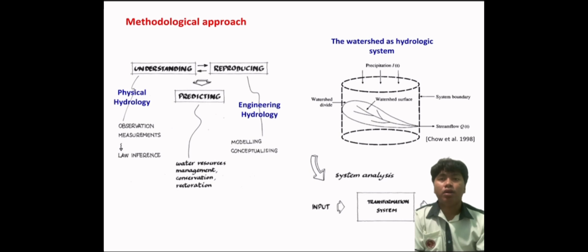On the right side, we see the watershed as a hydrologic system based on a system analysis approach. It is treated as a transformation system with inputs like precipitation, processes inside the watershed, infiltration, storage, flow, and outputs such as stream flow. This simplified model helps us break down complex natural systems into understandable and manageable components.